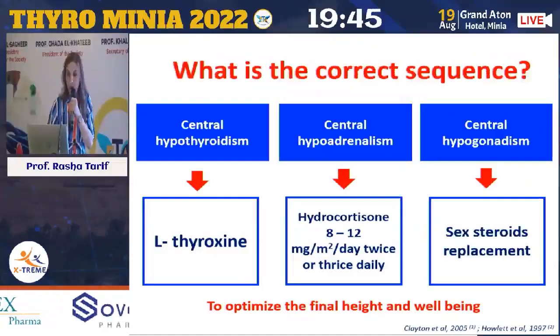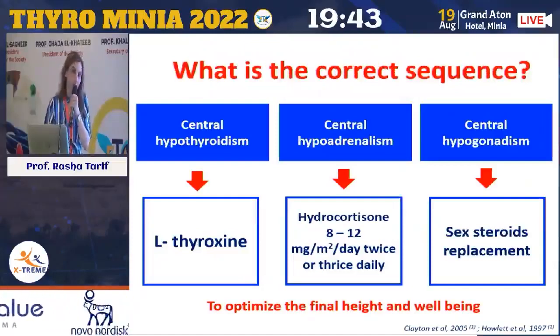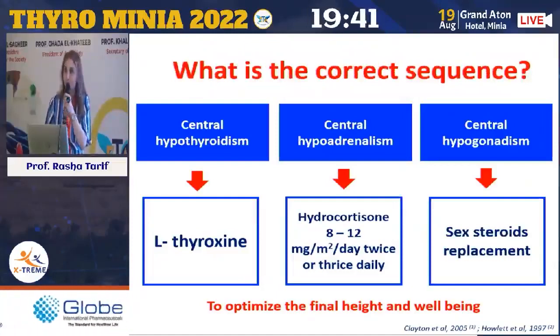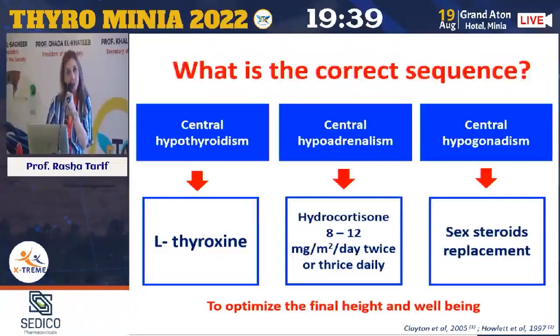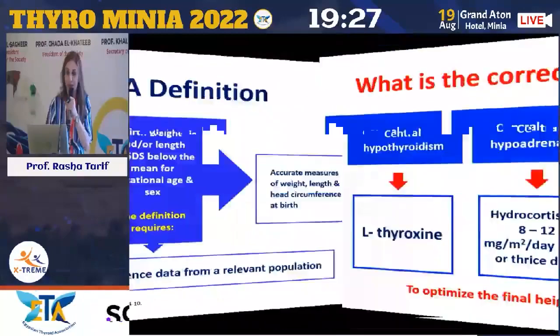Now, what do you think? What is the correct sequence? Which gland should we start with? Thyroid, adrenal, growth hormone? Adrenal. We start with the hypoadrenalism first, and then we correct the thyroid gland, and then the growth hormone, and finally, sex steroid if the child has hypogonadism.